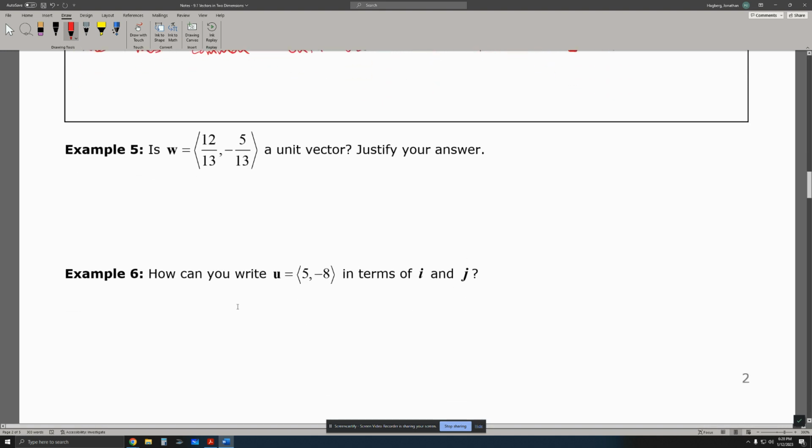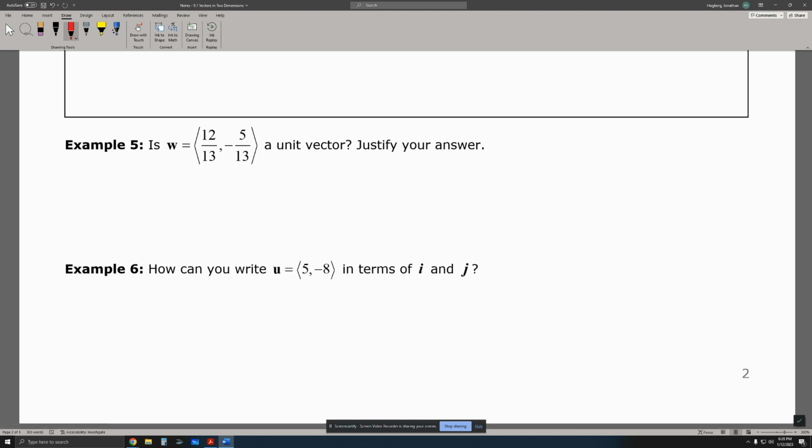Example 5: I want to know, is vector w a unit vector? Here I have the component form ⟨12/13, -5/13⟩. Well, we know unit vectors have magnitude 1, so let's find the magnitude of w and see if it's equal to 1. If it is, then this is a unit vector. So we use our magnitude formula. We have the square root of the quantity 12/13 squared plus the quantity -5/13 squared.